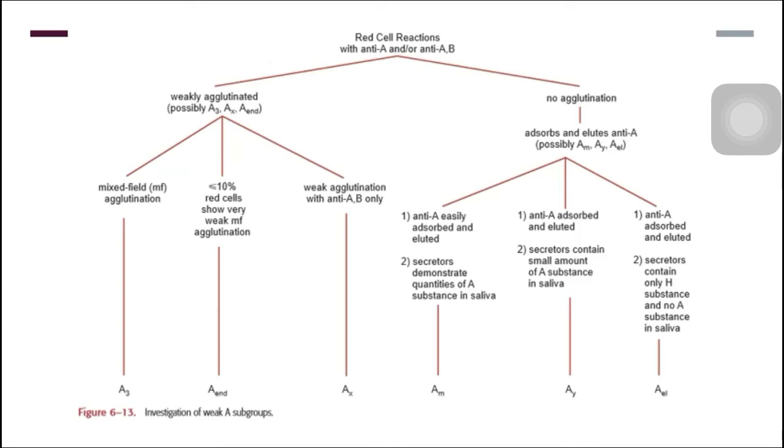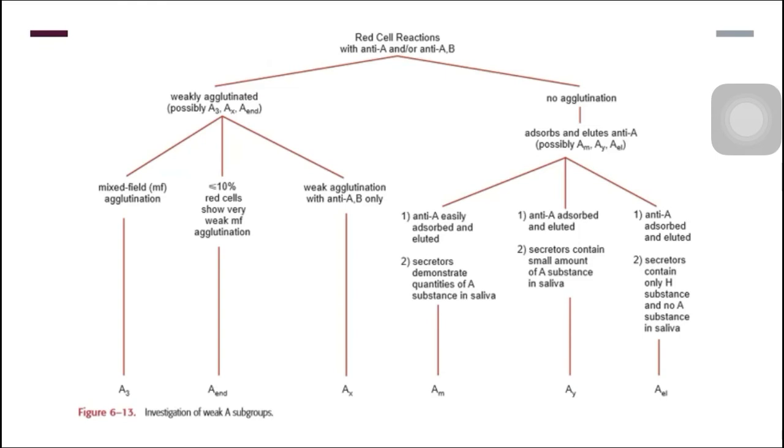So, this one naman is yung sa investigation po of weak A subgroups. So, when red cells are made to react with anti-A, anti-A1, or anti-AB, okay, pag weakly agglutinated po, possibly we can consider A3, Ax, or A sub n. Pag walang agglutination, so that means ma-absorb to or ma-elute to ng anti-A. So possibly po this is A sub m, A sub y, or A sub l.